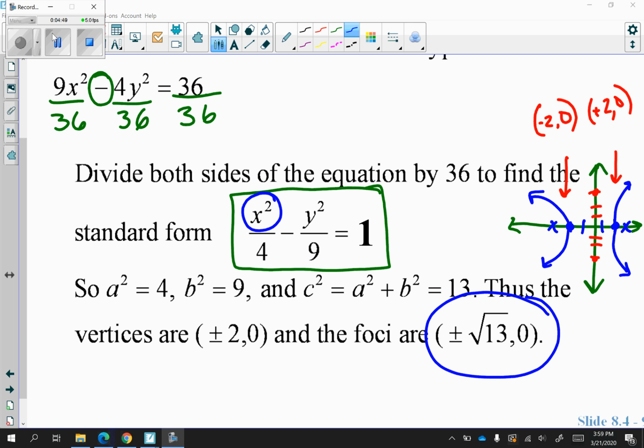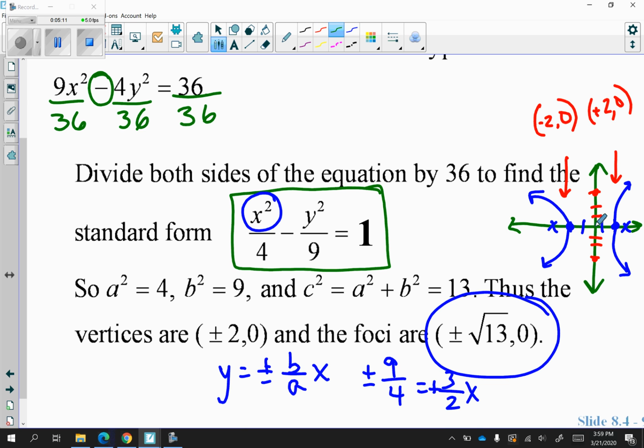Now, I know this question doesn't require us to find the asymptotes, but I want to show you anyway. It's plus or minus b over a x, the asymptotes. So that would be plus or minus 9 over 4, which simplifies to 3 over 2 x. So notice I'm going to go from 0, 0.